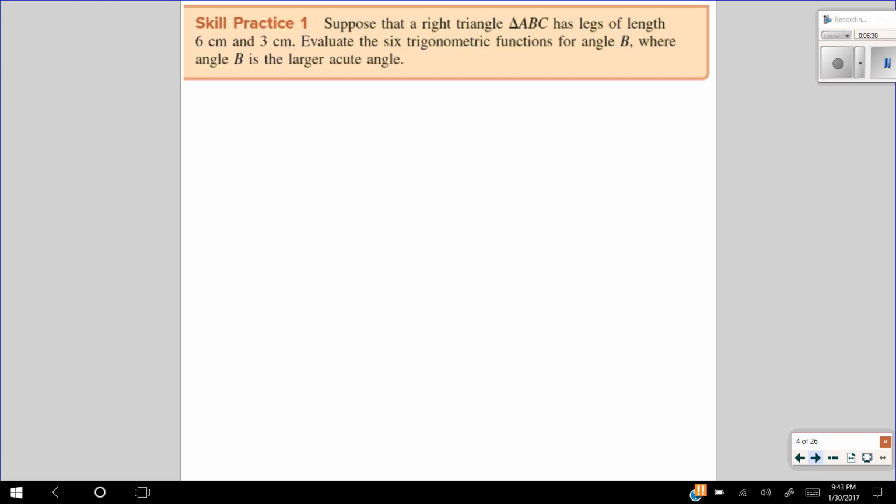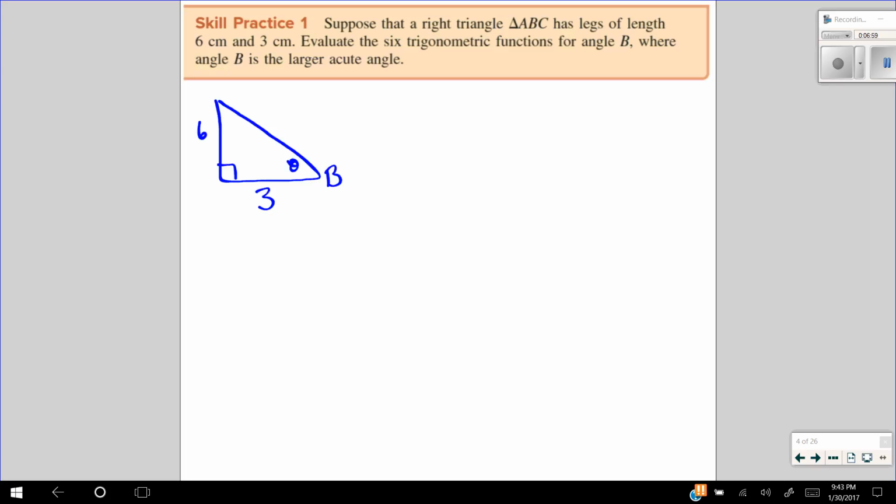So let's try another one. It says, suppose that a right triangle ABC has side lengths of 6 and 3, and we want to evaluate all 6 trigonometric functions for angle B, where angle B is the larger of the acute angles. So I'm going to say angle B is here because that's across from the larger of the two sides.